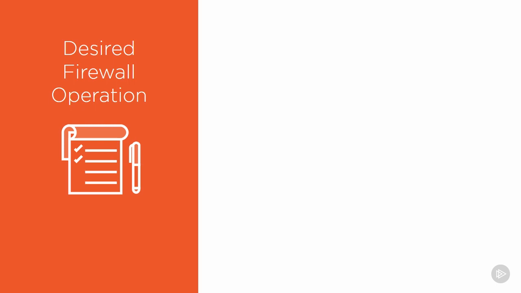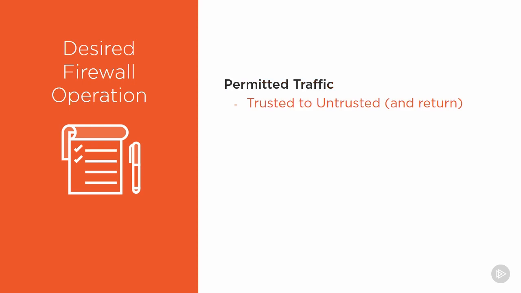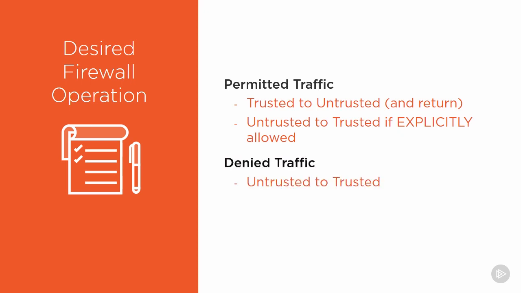Let's take a look at what we're expecting here with desired firewall operation. The traffic that we're permitting is flowing from trusted to untrusted and the return traffic. So that if we're in the trusted zone, we can get out to the internet and get traffic back from the internet. The other permitted traffic is if we have traffic from untrusted to trusted, if it's explicitly allowed, and only if it's explicitly allowed. Our denied traffic is going to be any traffic flowing from untrusted to trusted interfaces, unless, of course, we're explicitly allowing the traffic.